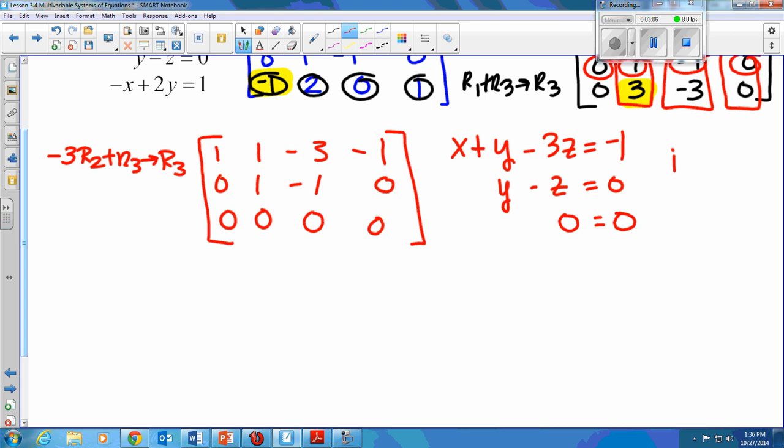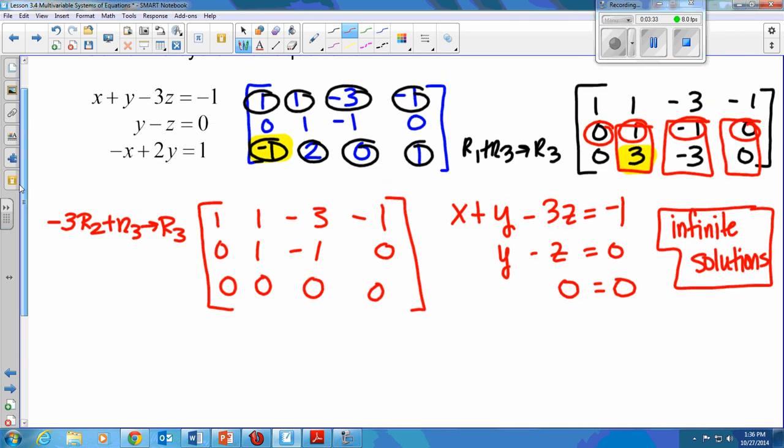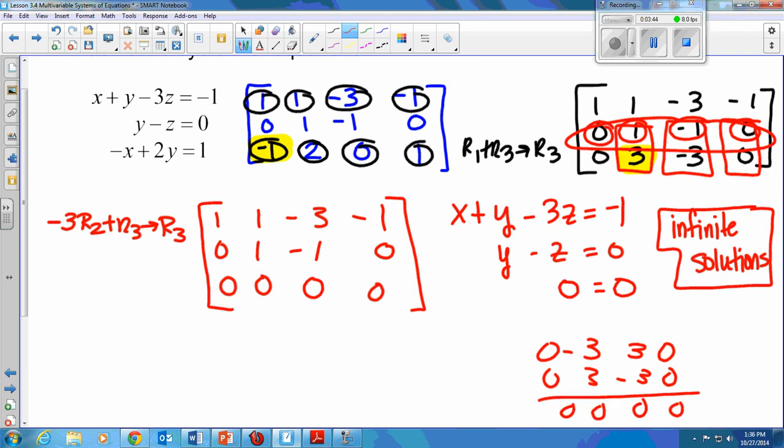there are infinite solutions. Now, here is the difference between what you got to do and extra credit. You got to be able to solve it and tell me there are infinite solutions. If you would like extra credit, you can tell me how those solutions are related to each other. So you're going to show me the relationship between x and y and z. When I multiplied this, row 2 by negative 3, I got 0, negative 3, 3, 0. And when I added that to the last row, everybody canceled.